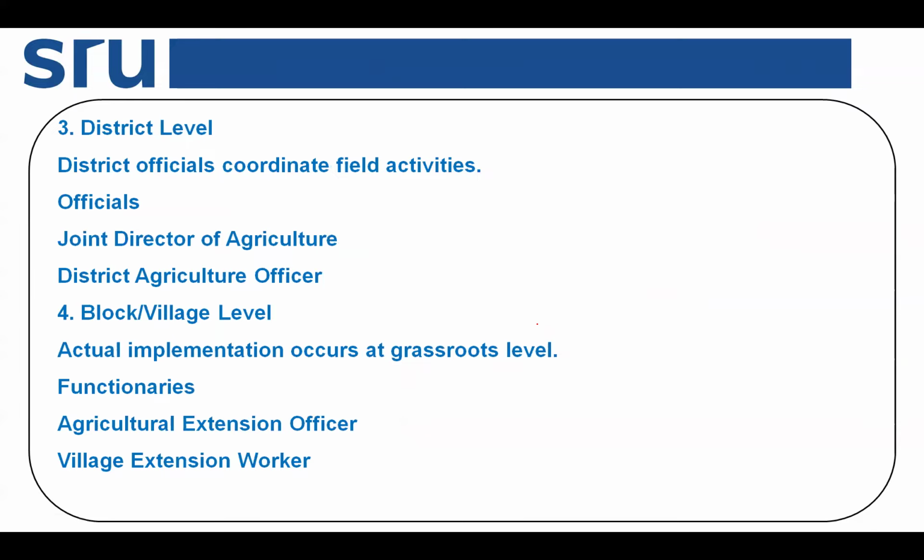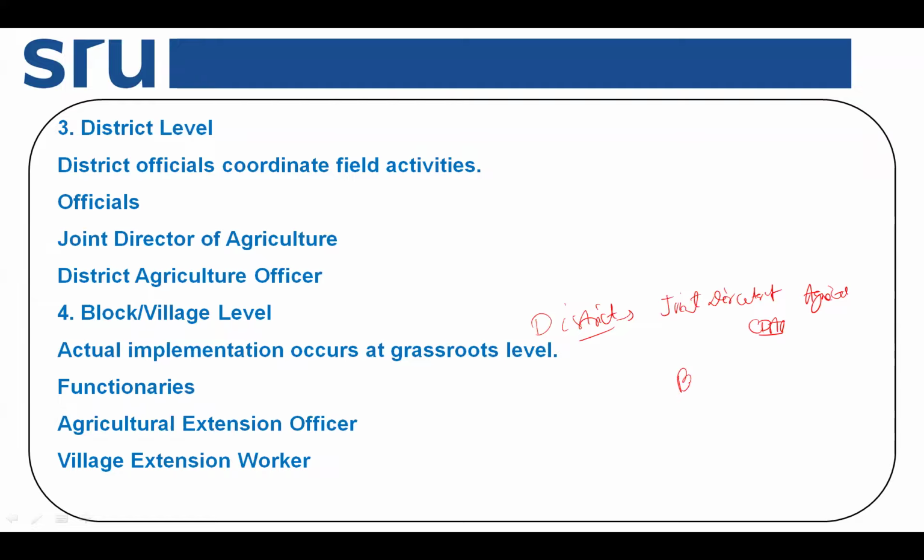Then coming to the district level, there are district level officers coordinating the agriculture department in the district. Here the Joint Director of Agriculture, the Chief District Agriculture Officer, and the district agriculture officers are working.